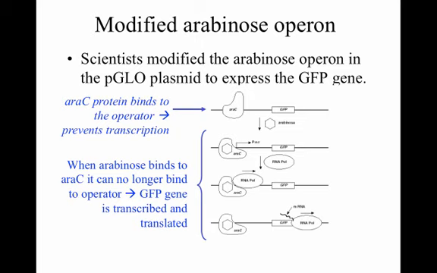But what's after that is the GFP gene. So now, when I add arabinose, what's going to happen is that arabinose binds to Ara-C. Ara-C can no longer bind to my operator. Now, what I transcribe is the GFP gene, and I'm translating that too. So in the end, if I want this bacteria to be able to express GFP and glow, I have to add arabinose.